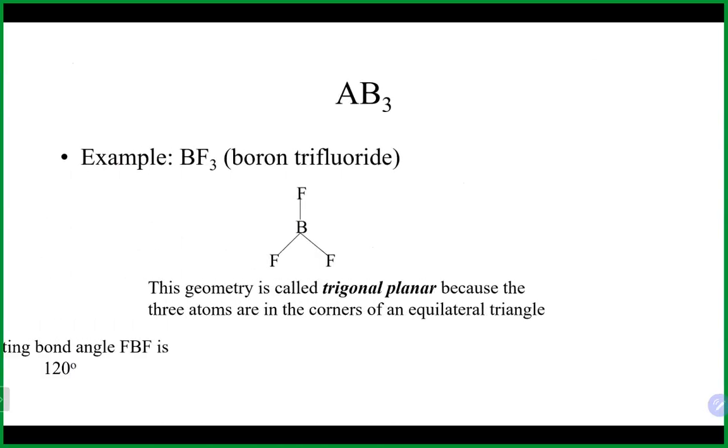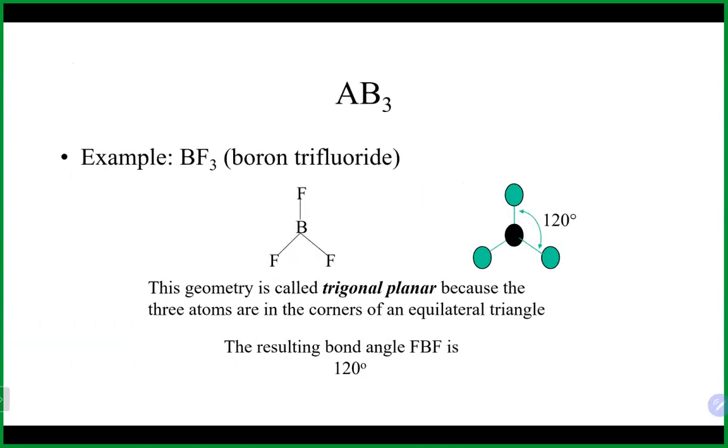The next example that you have is a central atom with 3 things attached. If we look at our central atom, which is always where you want to look, it has 1, 2, and 3 electron pairs.